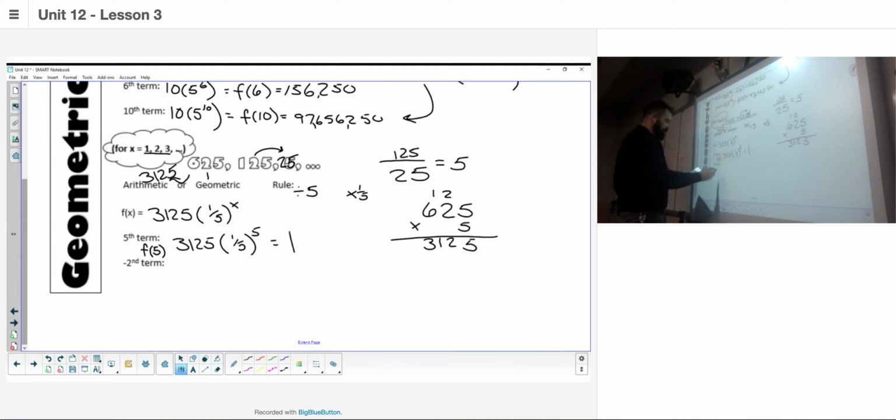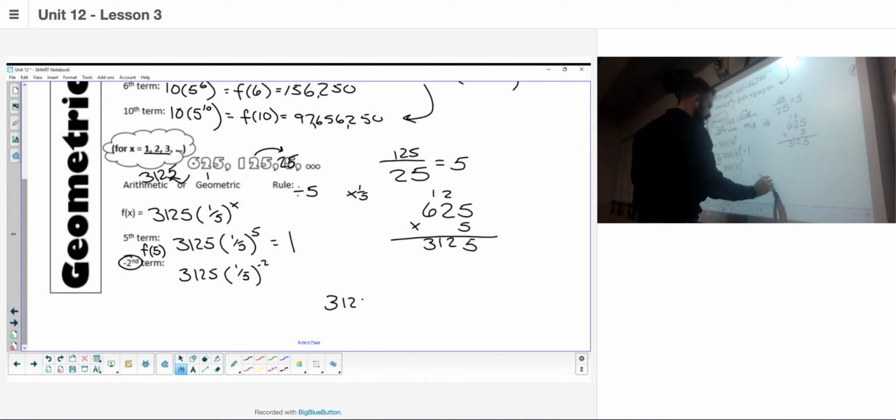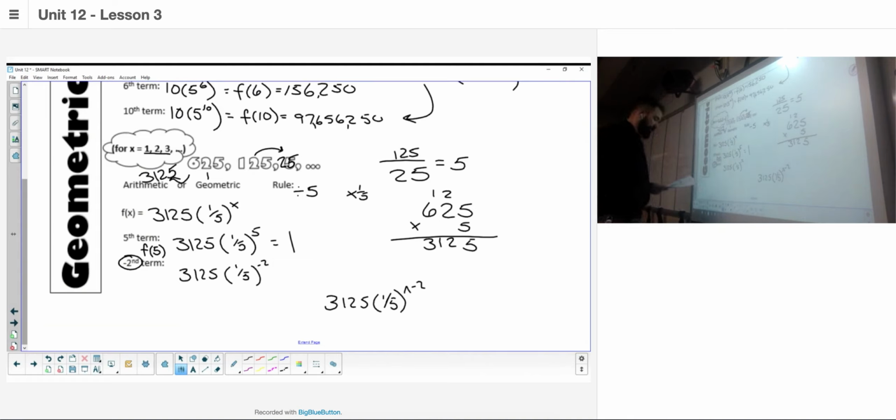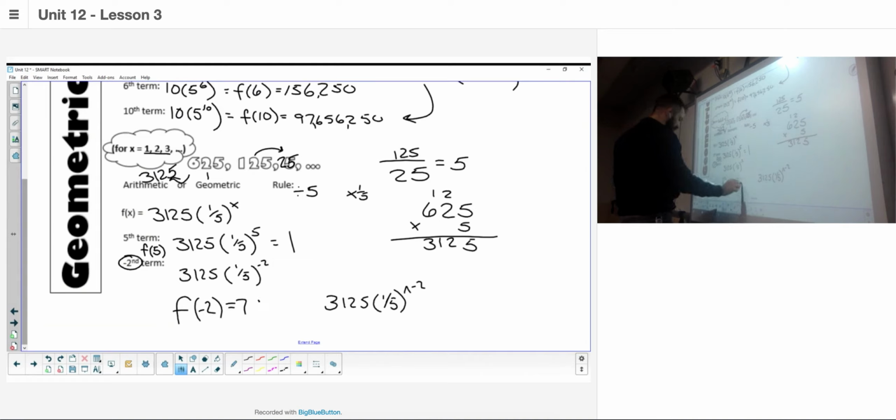Negative second term. This one's a little bit different. 3125 times 1/5 to the negative 2. So on your calculators, this is going to look like 3125 times 1 divided by 5 on your calculator. That's how you do that. To the negative 2. Make sure you do the negative 2 up there. And you should get f of negative 2 equals 78125.